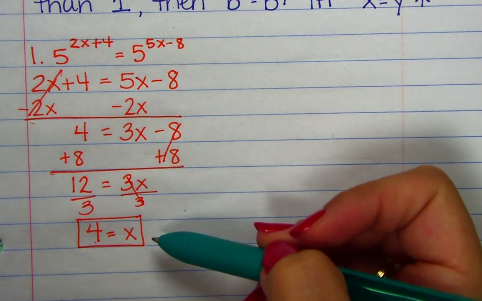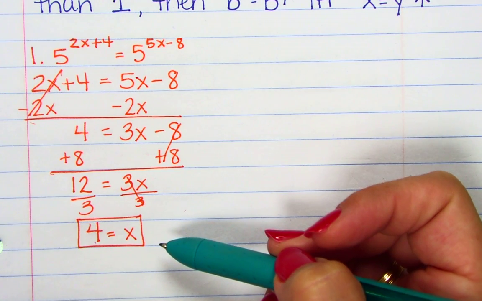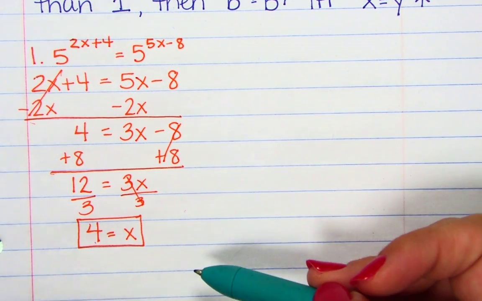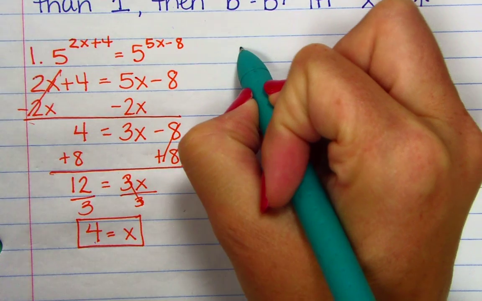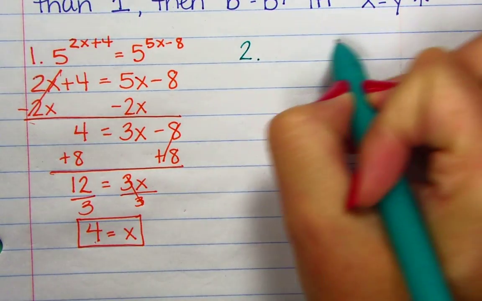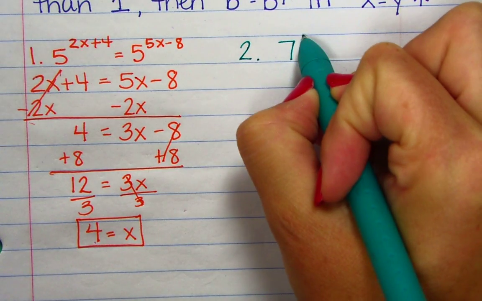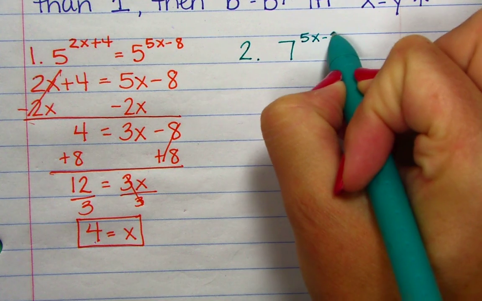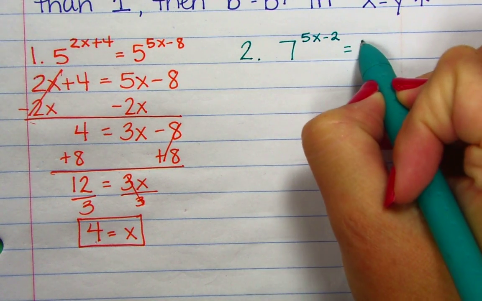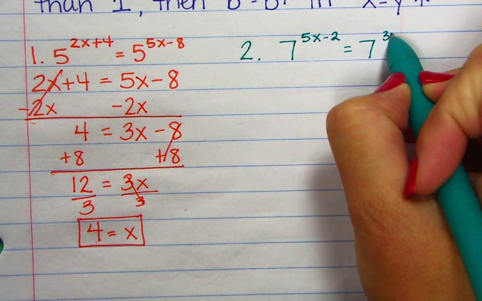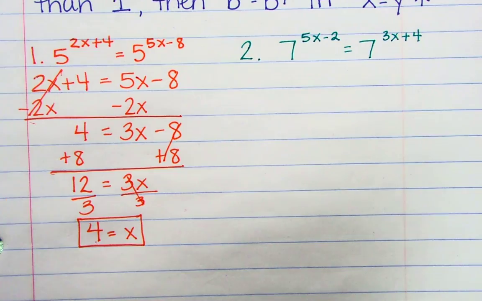Right, so everybody see what we did? You with me? All right, any questions on this one? No. All right, I want you to do the next one on your own. Okay, number 2. 7 to the 5x minus 2 equals 7 to the 3x plus 4.